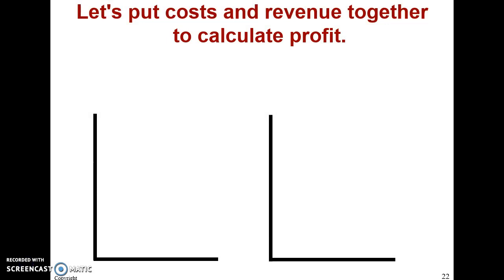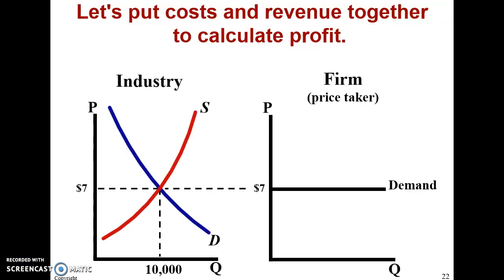So let's put the cost and revenue curves together to calculate profit. Here we have the industry on the left and the firm on the right. Make sure that you label them properly. Horizontal demand at 7. And then you put on top of that the marginal cost and, in this case, the average total cost curve. Often you don't have to put the average fixed cost or the average variable cost. Sometimes the average variable cost, but you don't want it to get too messy. So we're going to focus on ATC right now.